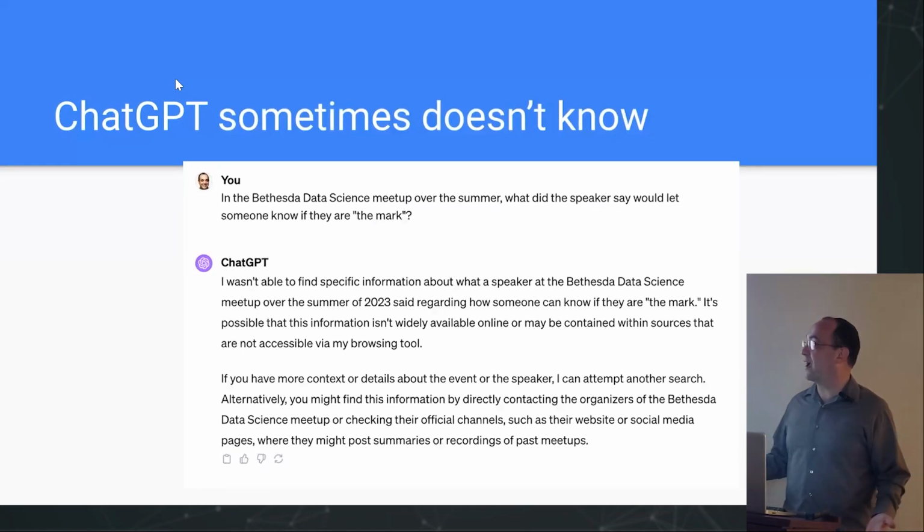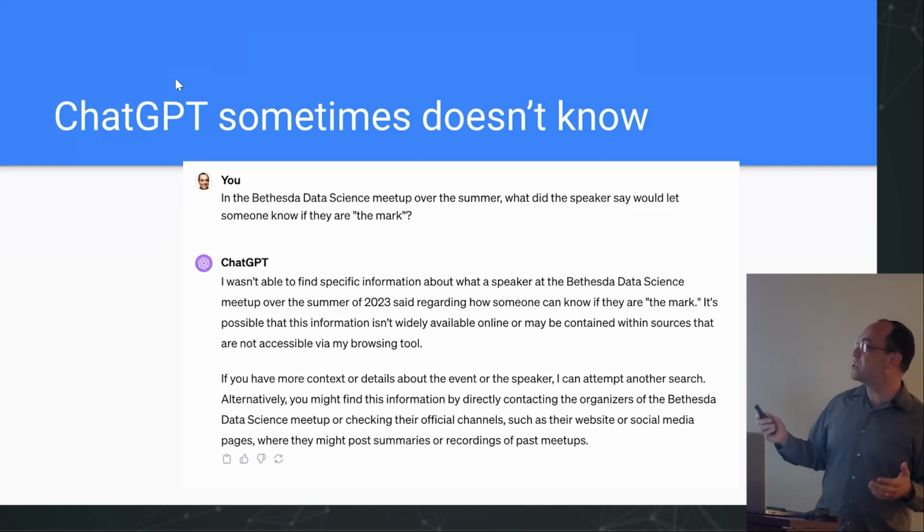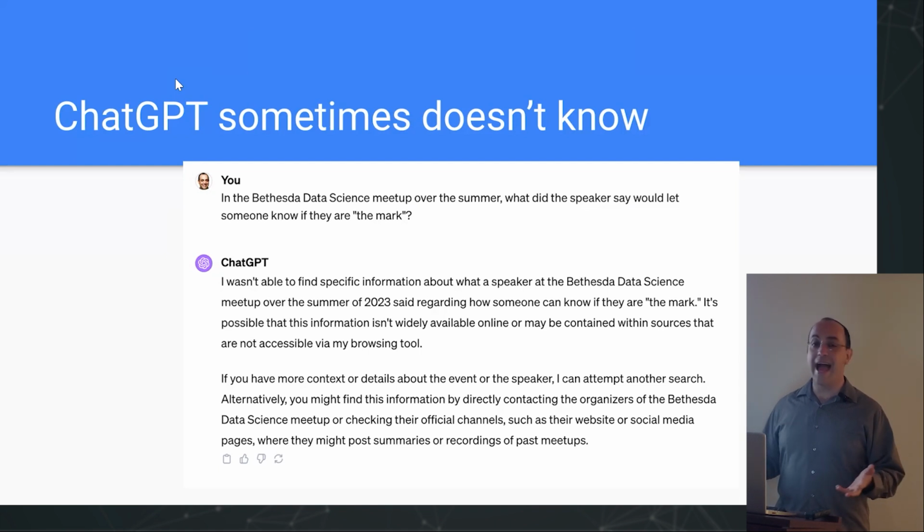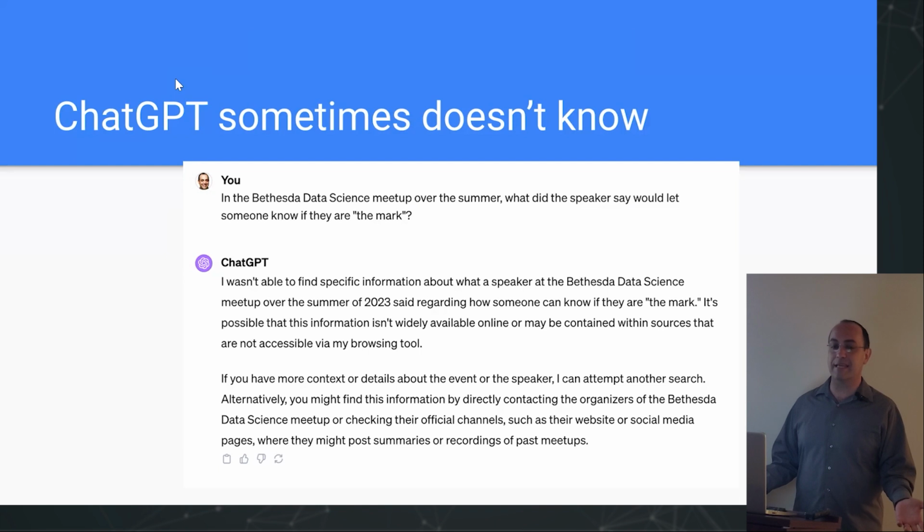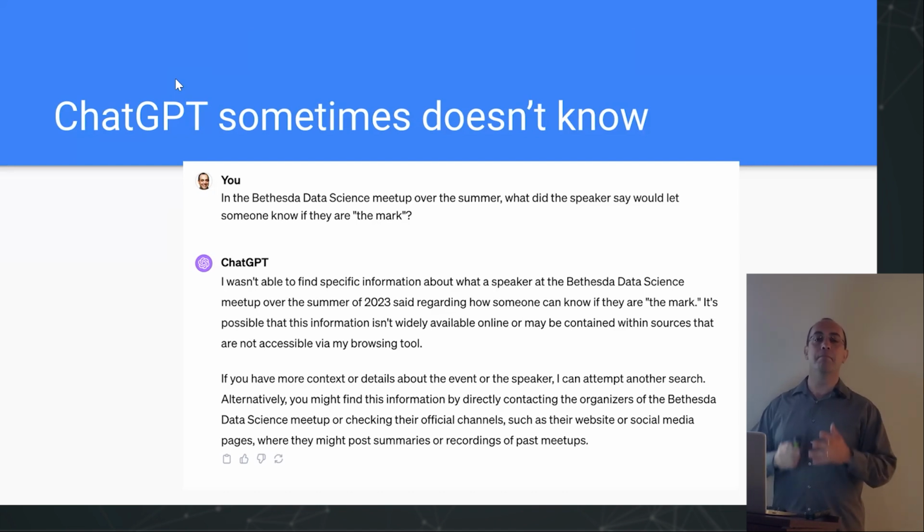ChatGPT also doesn't know everything. I asked it the same question I asked my RAG Streamlit app earlier in the Bethesda Data Science Meetup over the summer: What did the speaker say would let someone know that they are the mark? And it says it doesn't know. It doesn't know what happened in the Bethesda Data Science Meetup over the summer. It actually says you should reach out to the organizers of the Bethesda Data Science Meetup. So Itai, people might come to you, but ultimately, part of it is we don't even know what data is used to train any of these large language models, especially the OpenAI one, which isn't particularly open. Even if it was using, say, transcripts of YouTube videos, which it may or may not be, you would never be able to recover one specific document from there. There are so many millions of documents that you can't capture any specific one.